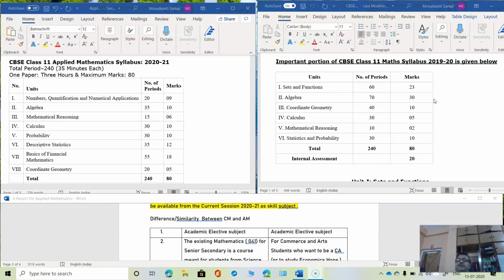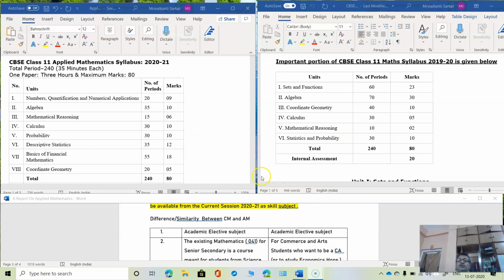We'll see the syllabus also, but basically we are just going to compare. You'll come to understand what the difference is. Here statistics and probability is only 10 marks, and see the weightage here. Statistics, probability, descriptive statistics, it is 22, and financial mathematics, which was not there in the normal mathematics course, is now 18 marks. Coordinate geometry weightage is also doubled.